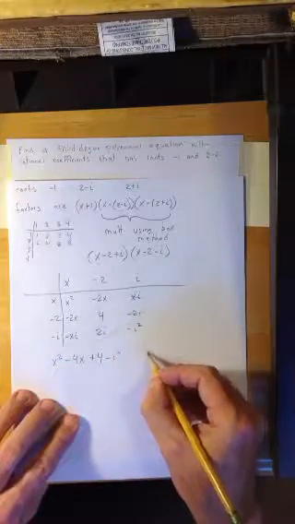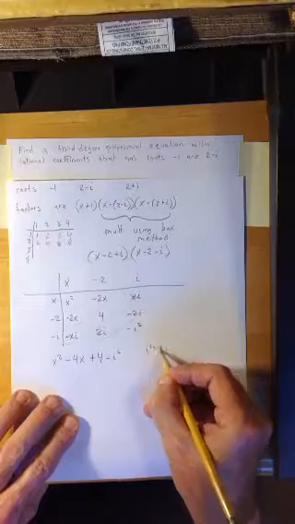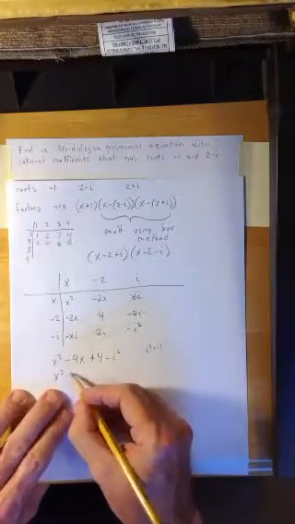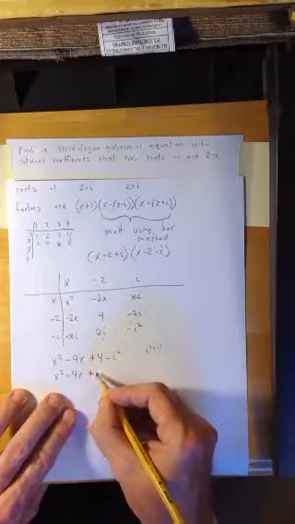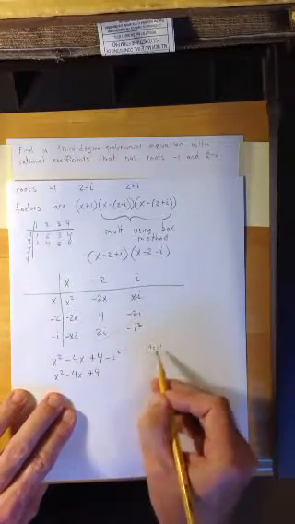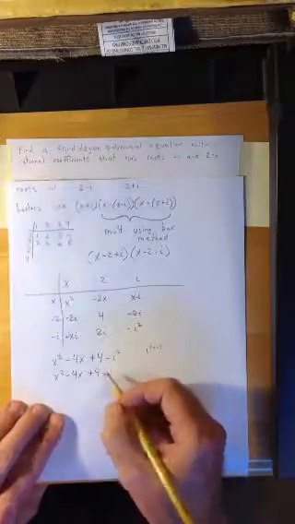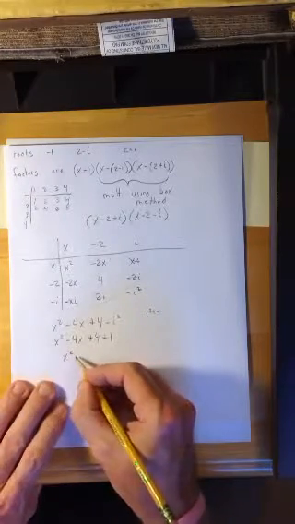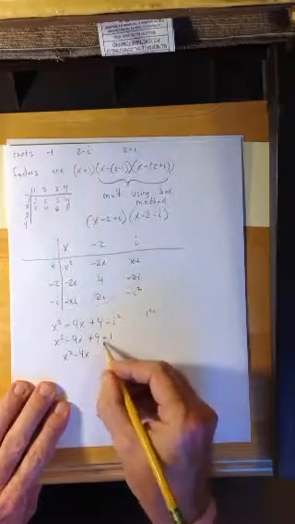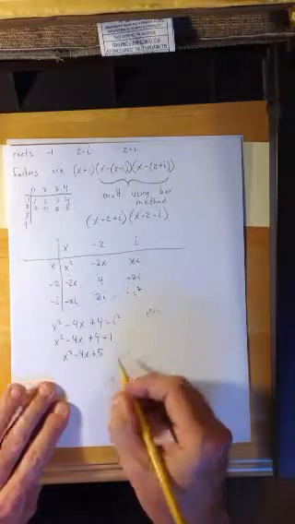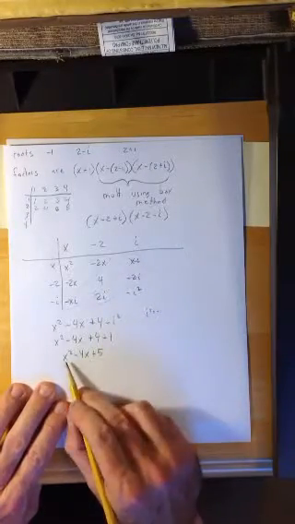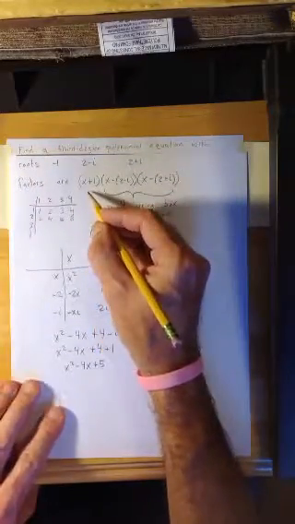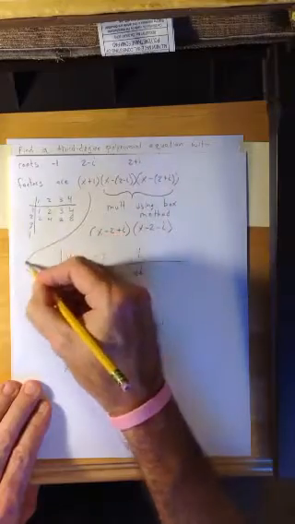Now, if you remember, i squared equals negative 1. So let's rewrite this. x squared minus 4x plus 4 minus negative 1, so we could say plus 1. So we are at x squared minus 4x plus 5. Okay? Now that we've multiplied these two together, we can bring this down.